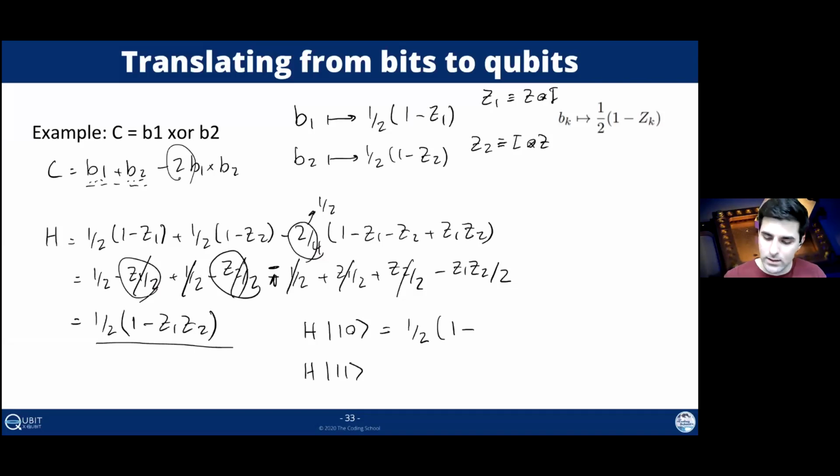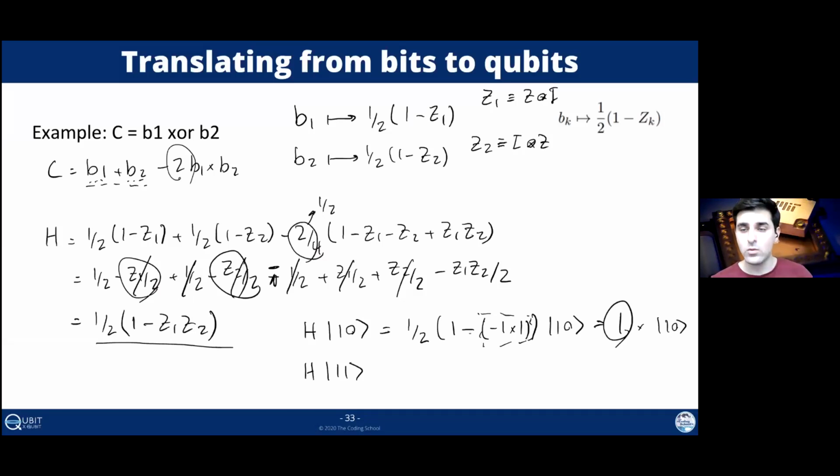Now a Z acting on 1 here gives me -1, and the Z operator acting on the second qubit, which is 0, gives me a +1. So now I have 1 minus, and everything inside here is just a -1. So I end up with just 1 times the state 1, 0. And this should, again, make sense because if B1 and B2 are different, meaning that if one of them is 1, the other one's 0, or vice versa, then we expect B1 XOR B2 to be 1.